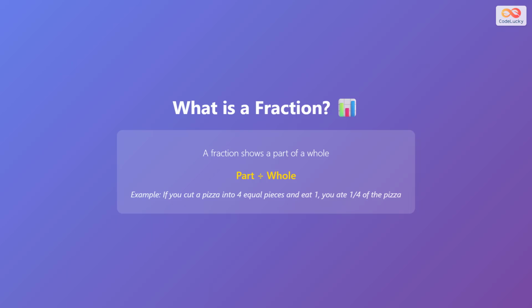A fraction shows a part of a whole. It represents how many equal pieces you have out of the total number of pieces. For example, if you cut a pizza into 4 equal slices and eat one slice, you have eaten 1/4 of the pizza. Fractions help us describe parts of things we see around us every day.